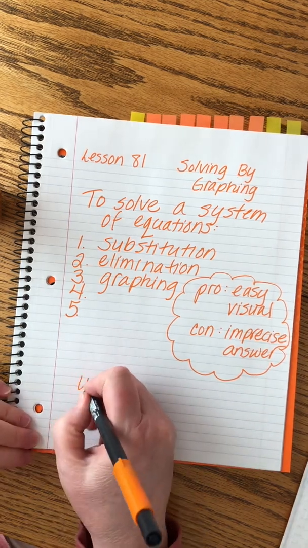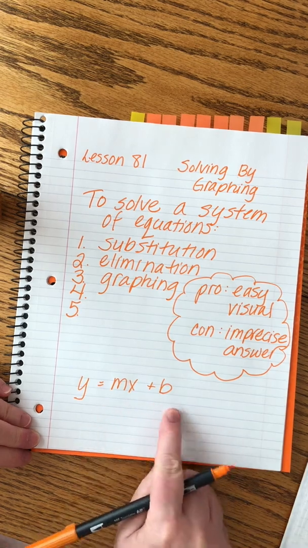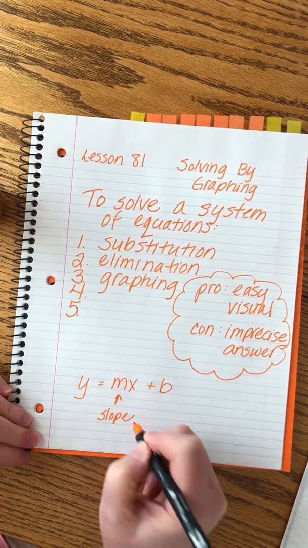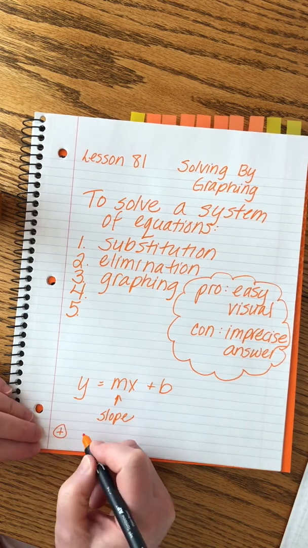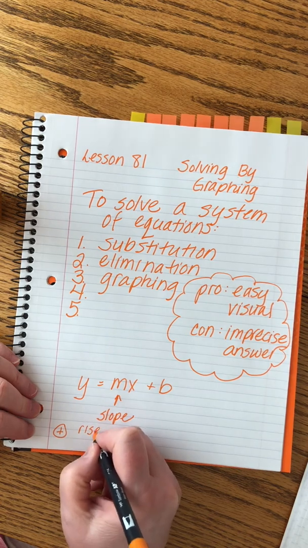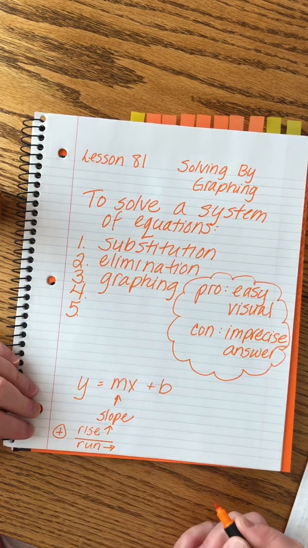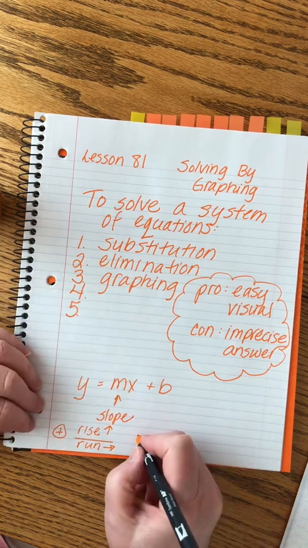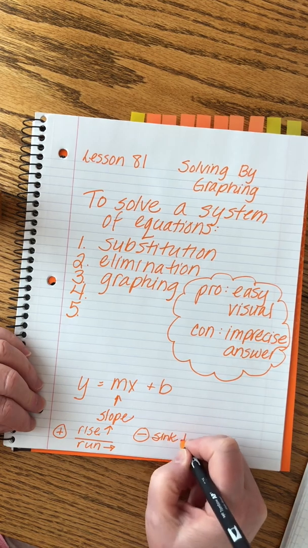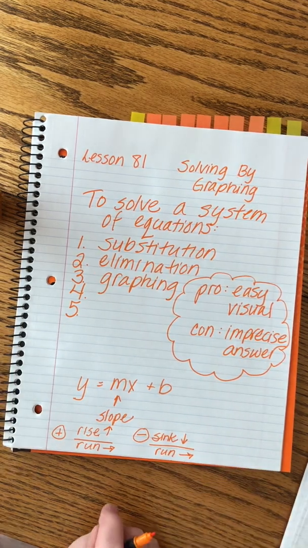Remember that in order to graph, we always want to get an equation into this form where m equals the slope, and I want you to be sure to copy all this down. If it's a positive slope, the little car is going up the hill, and we measure the rise over the run. The run always goes to the right, the rise goes up. If it's a negative slope, then we measure the first step as the sink, and that's going down. The run always goes to the right.